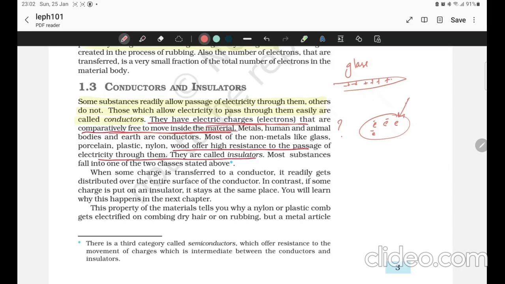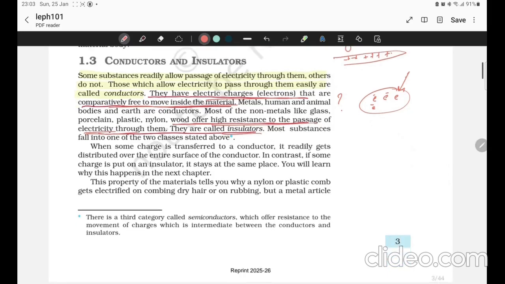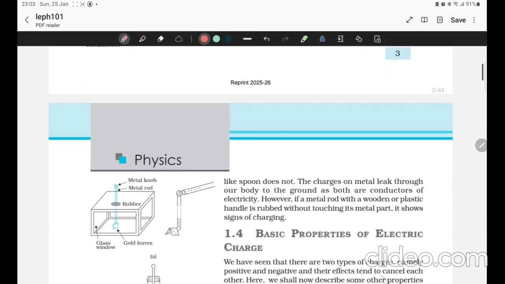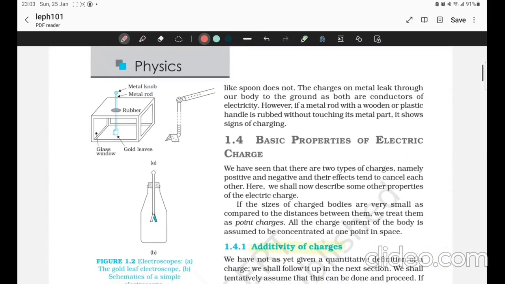Similarly, there is another type of material which gives high resistance to the passage of electricity, which means it does not allow electricity to pass through, compared to conductors. These materials are called insulators. Plastic and all such things are insulators. These are all 8th grade topics, so I'm not going deep into that.